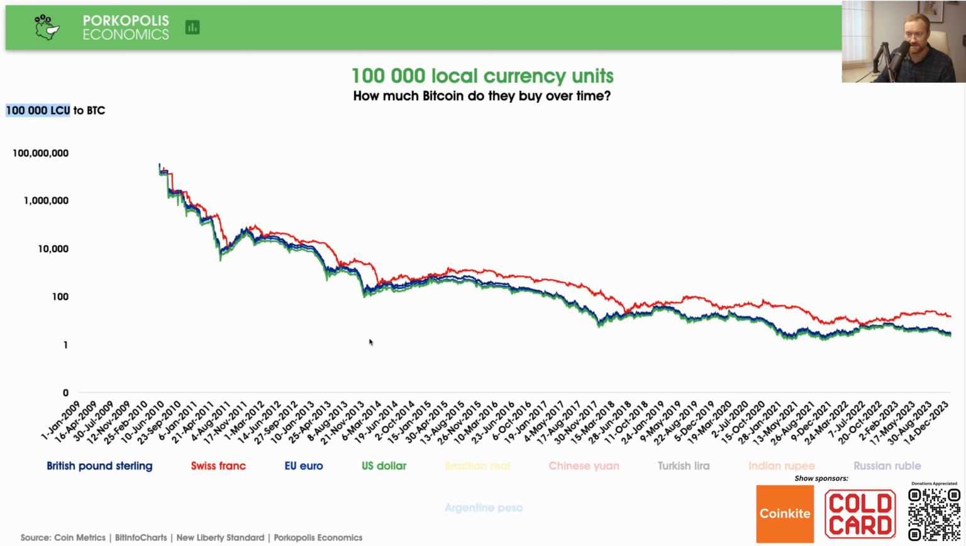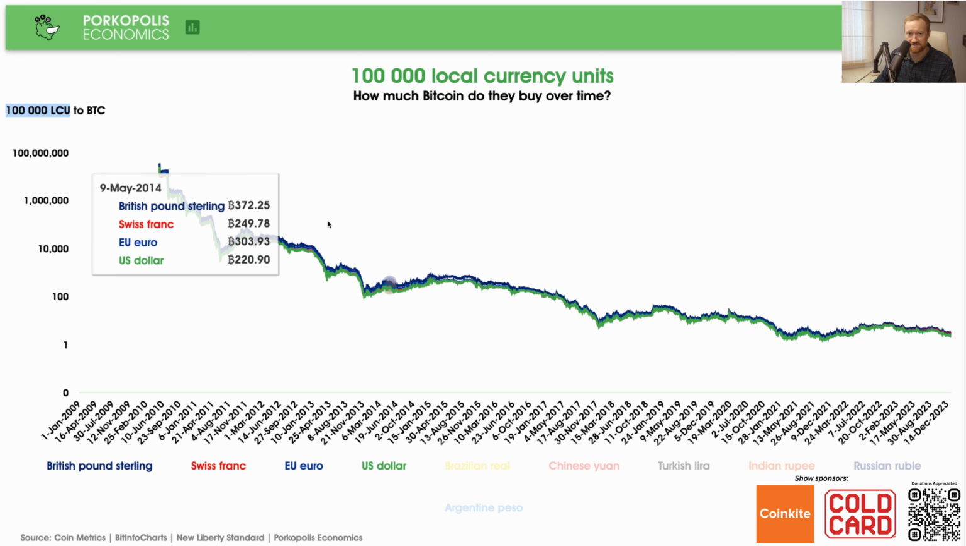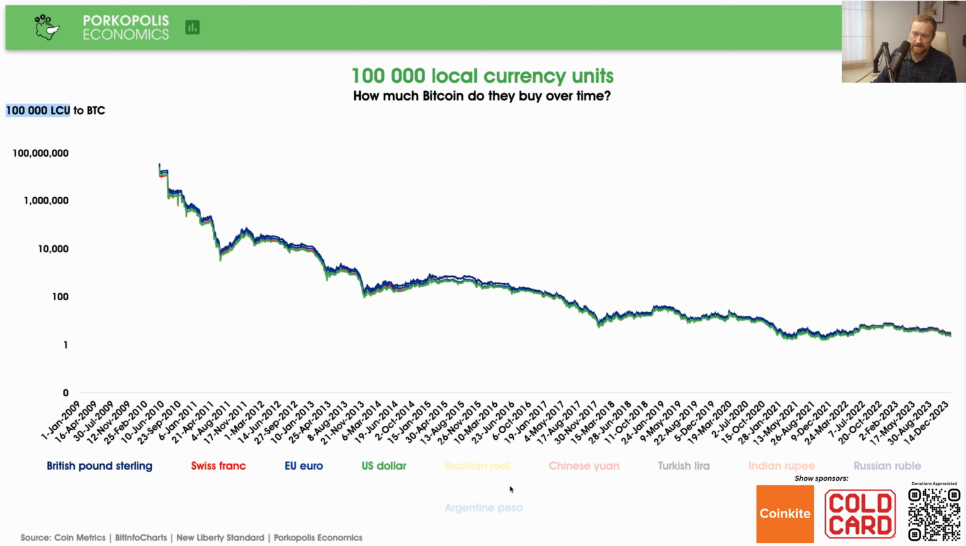Okay, Swiss franc. All right, you see they all have the same trend. This shows you fiat is very related to itself. It is not related to the Bitcoin network. How many Swiss francs? 100,000 Swiss francs at the moment can buy you 2.52 Bitcoin. All right, so these are the four strongest currencies in the world. Same pattern, same exact pattern. Now let's take a little detour.